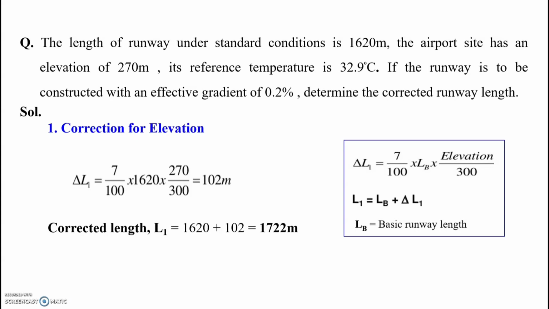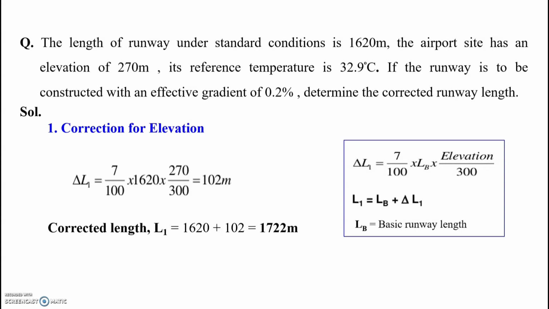You have an elevation, you have some change in the standard temperature due to the elevation of the site, and also since a gradient is provided, you will also have to go for a correction for gradient. So in this question, we will be applying all three corrections: correction for elevation, correction for temperature and correction for gradient. So let's start with the first correction, which is correction for elevation.